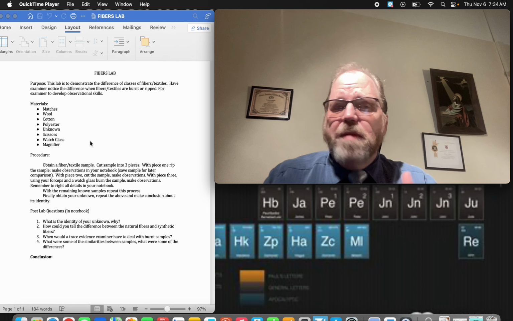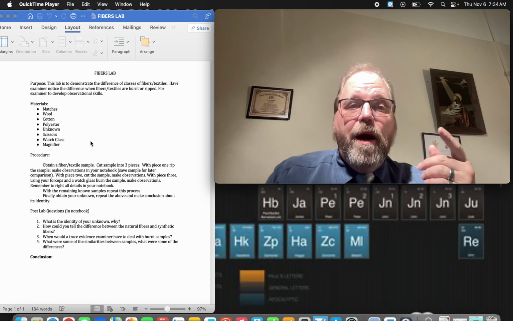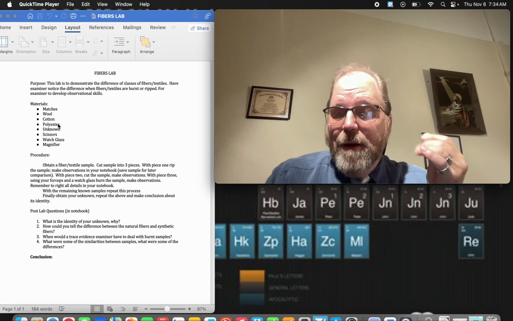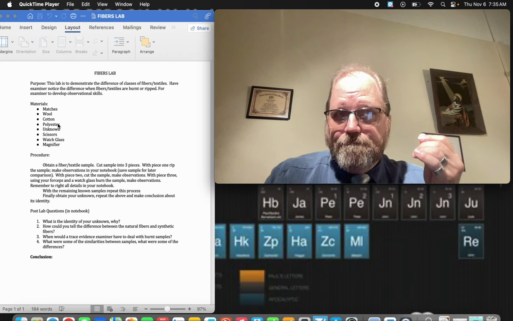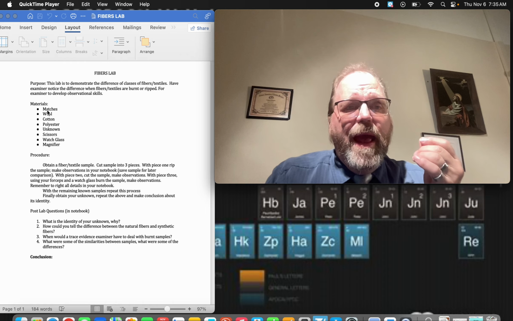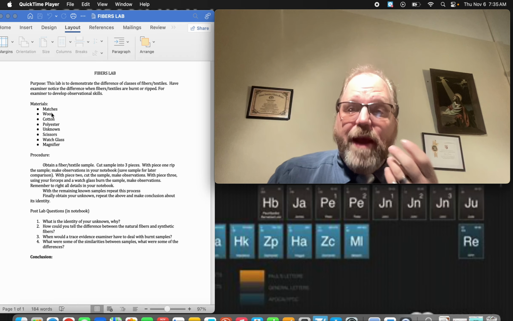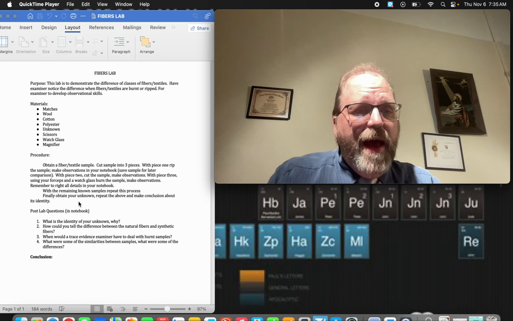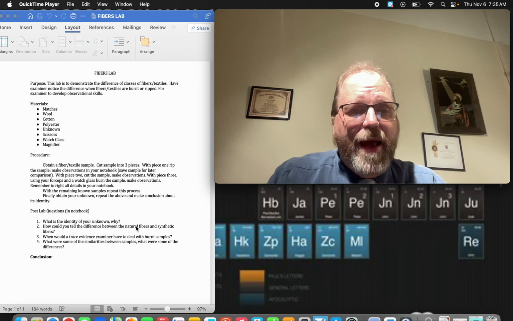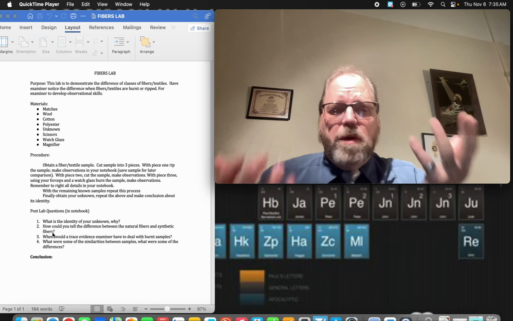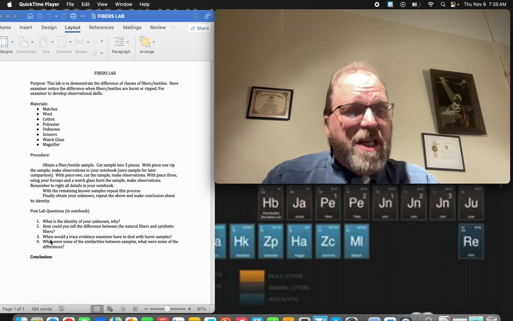And also beware of the smell. Remember we said that polyester has an oily smell to it, and wool, because it's actually fur, hair, will smell like burnt hair, so you can identify that. How could you tell the difference between the natural fiber and the synthetic, so the way that it looks, what makes the distinctions inside of there?